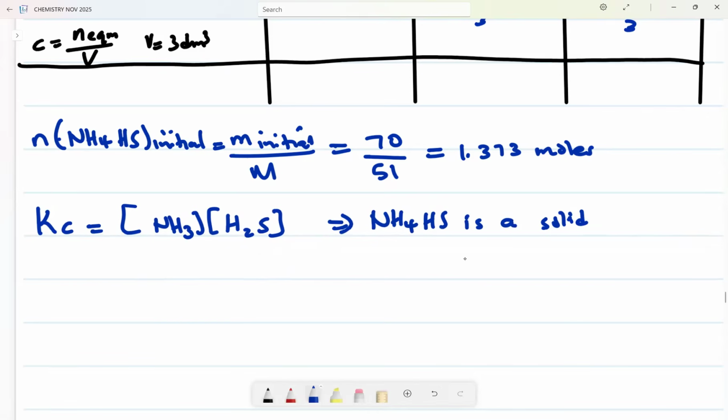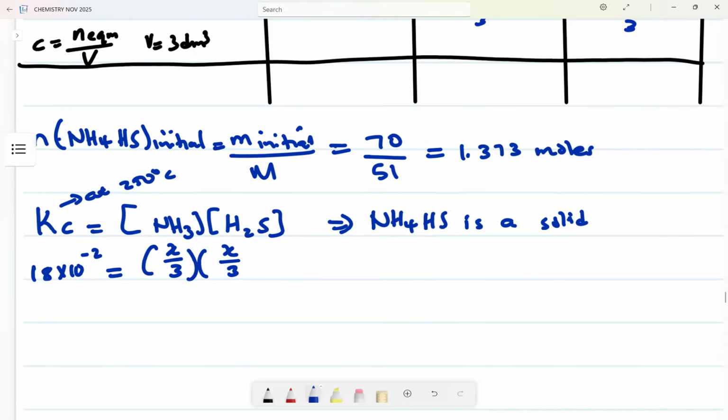Okay, and also at 250 degrees Celsius, my Kc is 18 times 10 to the power of negative 2, which is 0.18. The concentration of this one is X divided by 3, X divided by 3, and then this will be 0.18 multiplied by 3 multiplied by 3, which is 9, and then you have X squared, and then you square, and then you see that the value of X is now 1.2.